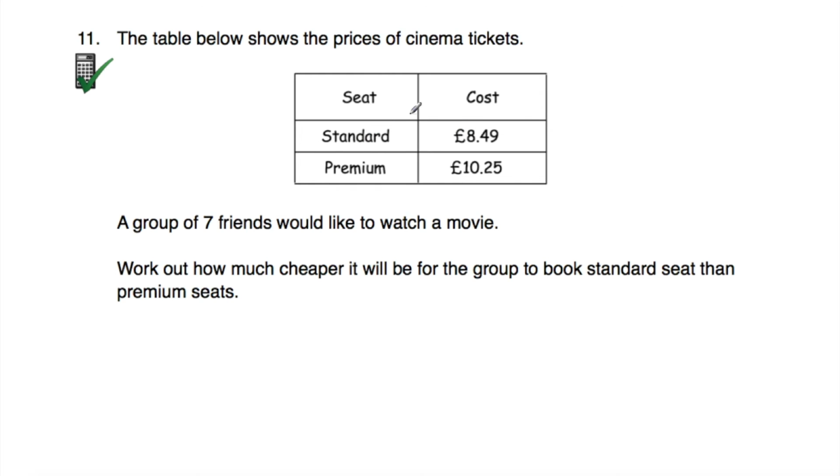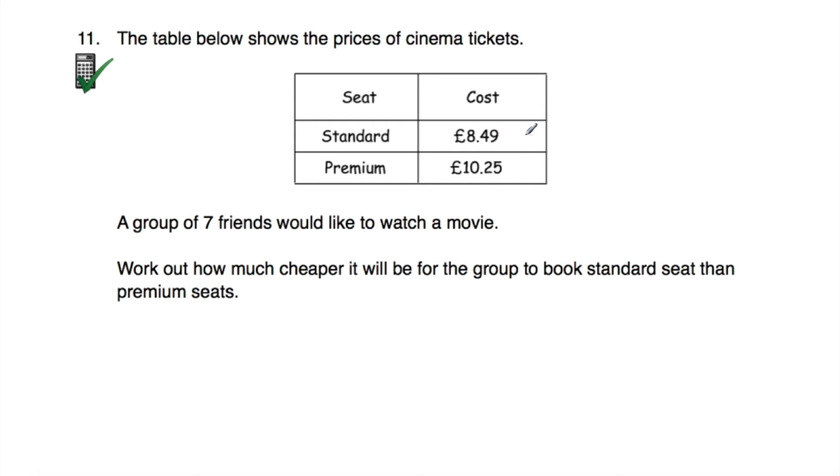So a standard cinema ticket is £8.49, but a premium one is £10.25, and a group of 7 friends want to watch a movie. And the question says, how much cheaper will it be for the group to buy standard seats rather than premium seats? So in other words, if they buy 7 of these, how much cheaper will that be than 7 of those?